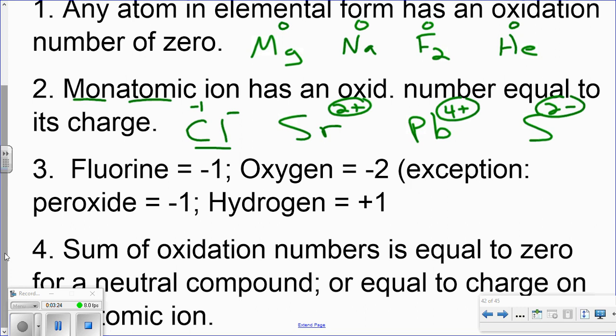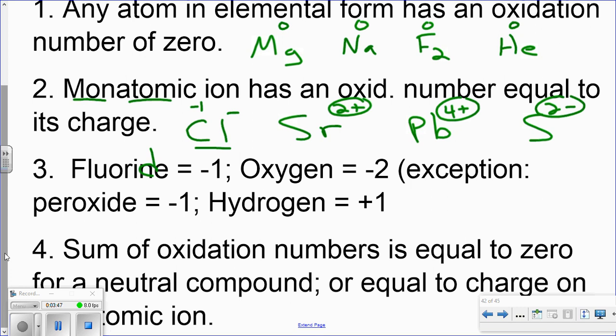Rule number 3 is a smattering of a few things. Fluorine, or I should say fluoride, always has an oxidation number of -1. Oxygen has an oxidation number of -2, unless it's in a peroxide form, which we'll talk about shortly. And then hydrogen has an oxidation number of +1. There is one exception, but we don't see it very often.